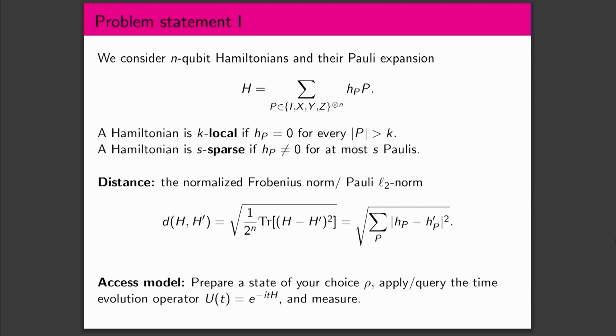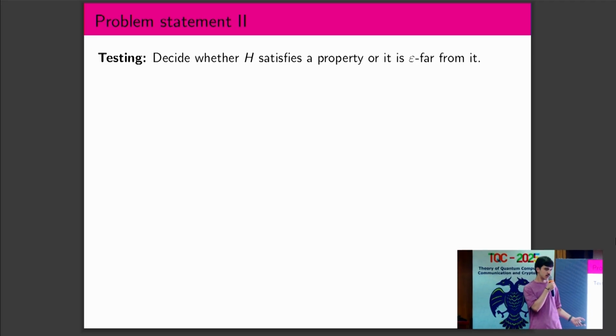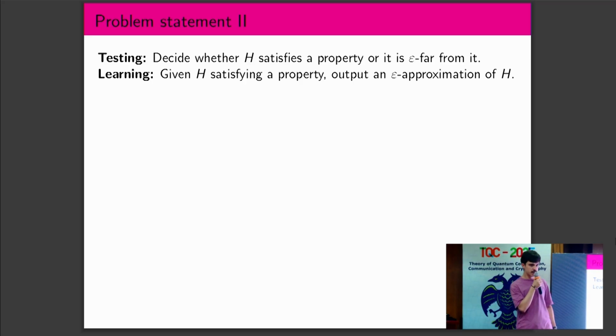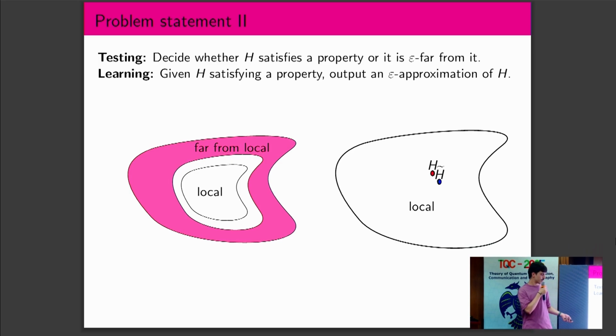So this is our access model, this is our notion of distance, these are the properties that we care about, so now we can be more formal when defining the problems of testing and learning. So the problem of testing is, given a Hamiltonian, try to decide if the Hamiltonian satisfies a property or is epsilon far from satisfying it. And the problem of learning is, given a Hamiltonian that you are promised satisfies a given property, such as locality, try to output an approximation of the Hamiltonian. And these are very formal definitions, but we can also depict them here.